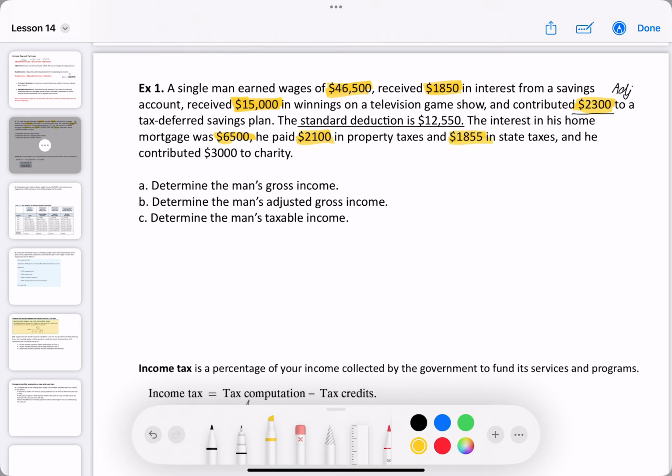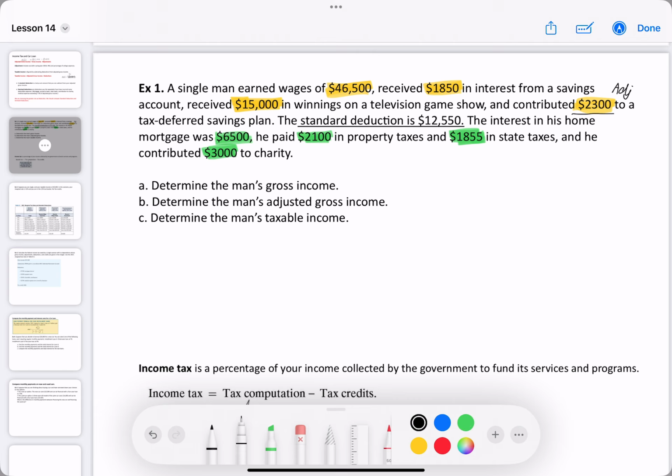He also has mortgage interest of 6,500, and he paid 2,100 in the property tax, and 1,855 in state taxes, and he contributed $3,000 to the charity. So I shouldn't use this color. Let's use a different color. This amount of money, the sum of these four together, is the itemized deduction.